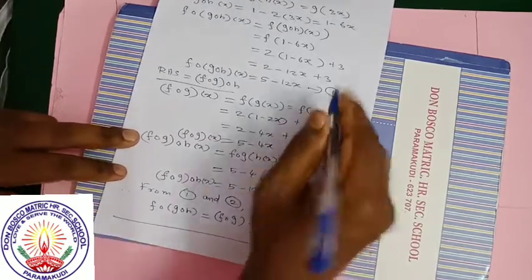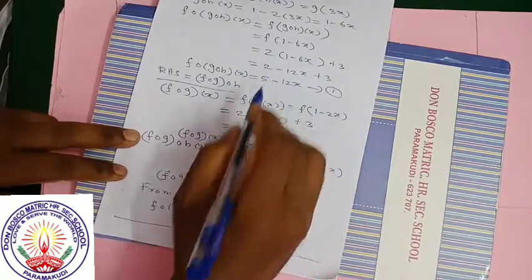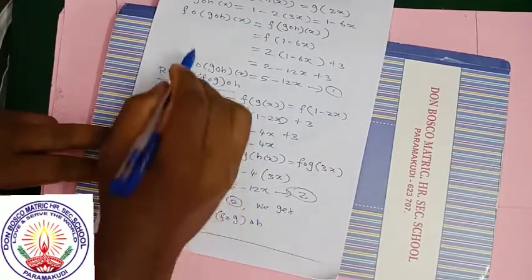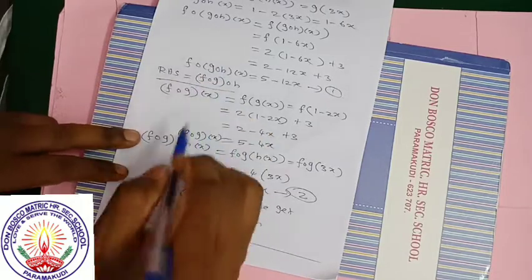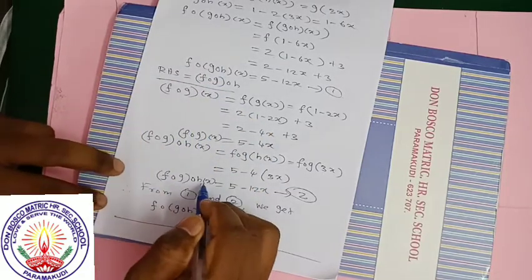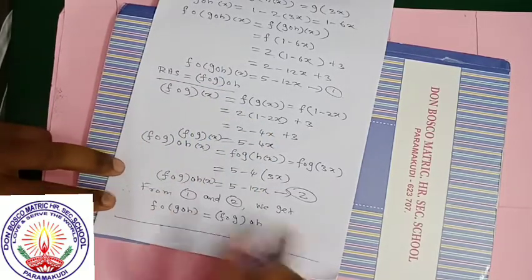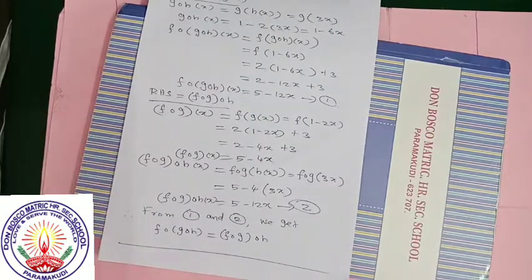See equation number 1 and 2. Right hand sides are equal. 5 minus 12x, 5 minus 12x. Therefore right and left hand sides are equal. f composition g composition h. Therefore from 1 and 2 we get the result. It's a very simple and very important question. They will ask this question often.